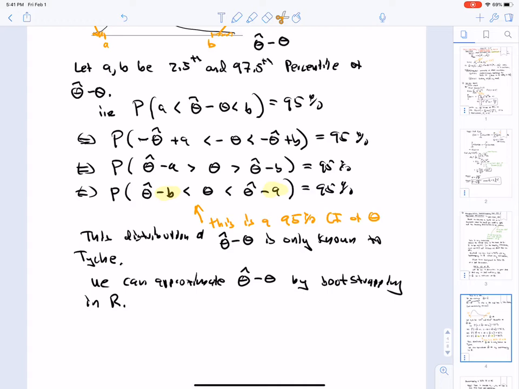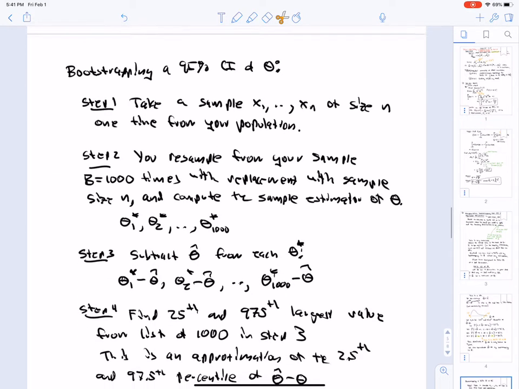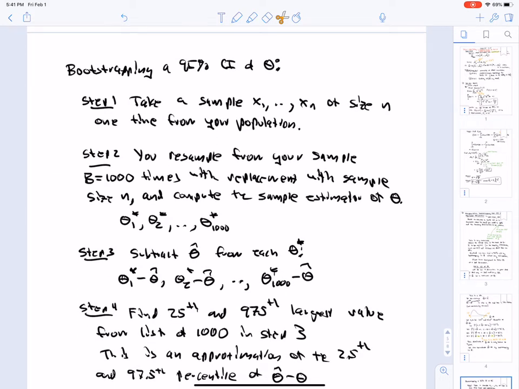Okay, so our estimate for theta is going to become our theta hat, and our estimate for theta hat, we're going to call that theta star in what follows. So there are 5 steps. We're going to take a single sample of size n one time from our population, call that our original sample. Then we're going to resample from this sample, say 1,000 times, with replacement, of size n, the same as the original sample, and we're going to compute the sample estimator of theta.